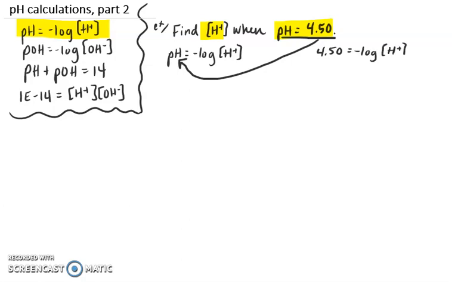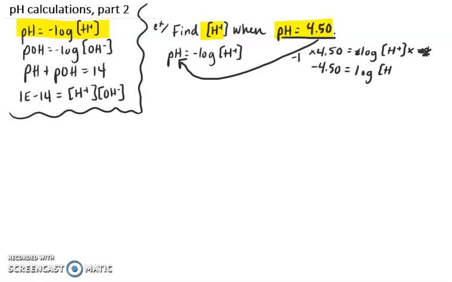Now my job is to find H. So I have to get rid of two things, the negative and the log. Now we can't divide by a negative log. That would make our life super easy, but it's not possible. So first thing we're going to do is get rid of the negative by multiplying both sides by -1. What that gives me is negative 4.50 equals, and then -1 times -1 is just 1, the log of H plus.